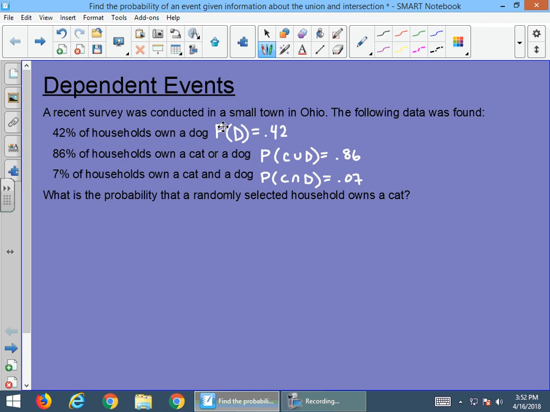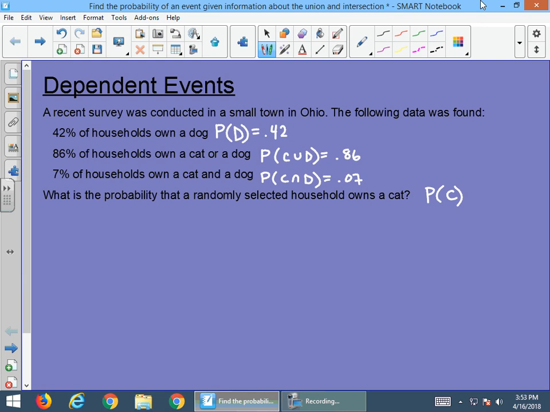Okay, so what does the problem ask for? Well, the problem asks us to find the probability that a randomly selected household owns a cat. So this is just wanting us to find the probability of a cat, probability of C. So in order to do this, you have to have a real good grasp of what the formula for the union looks like.